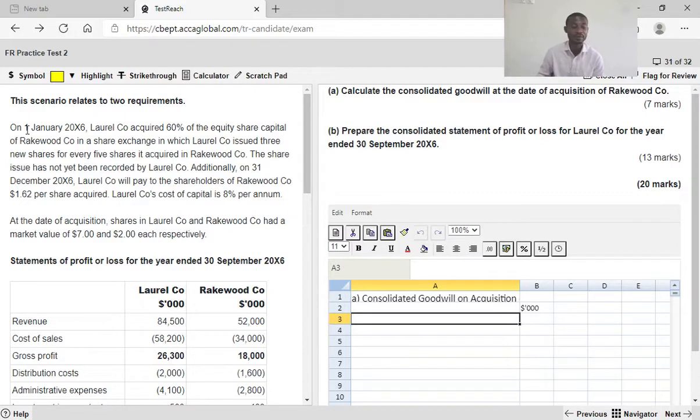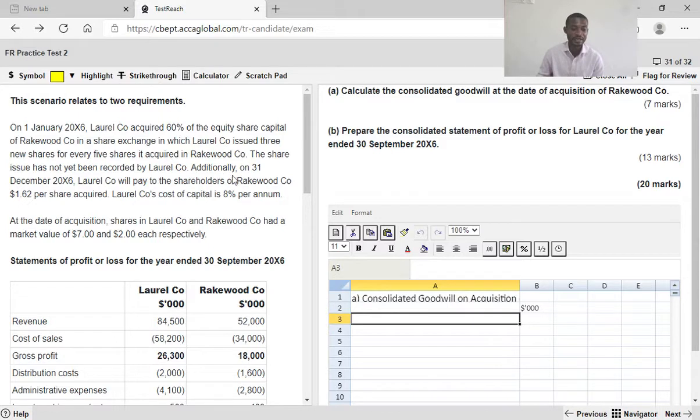So on 1st January 20XX, L'Oreal Co. acquired 60% of the equity share capital of Rockwood, so it means that the NCI is 40%, in a share exchange in which L'Oreal Co. issued 3 new shares for every 5 shares it acquired in Rockwood. The share issue has not yet been recorded in L'Oreal Co.